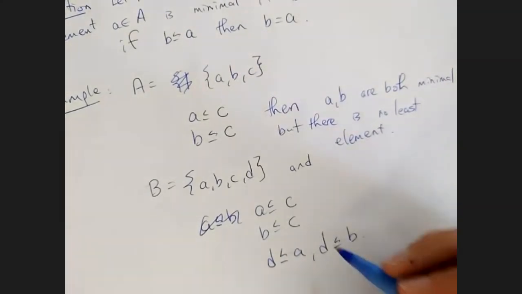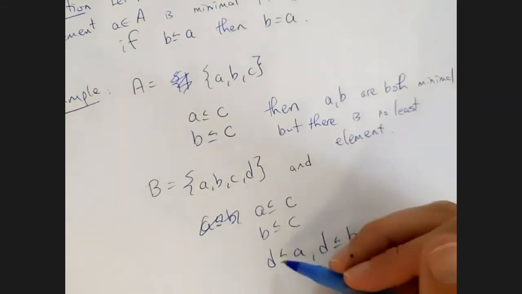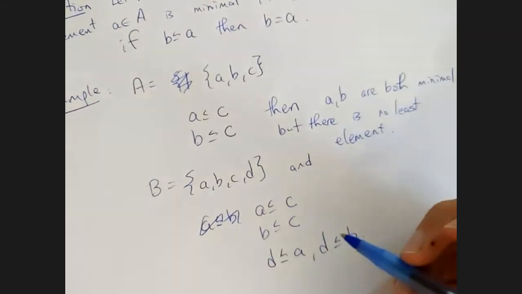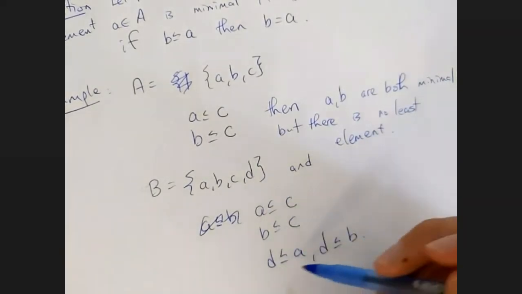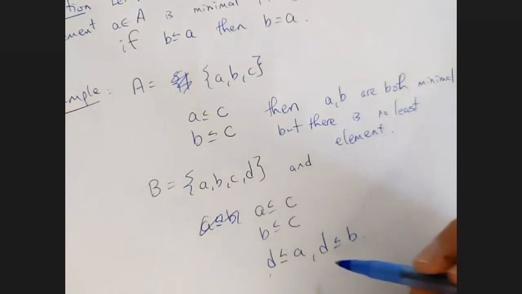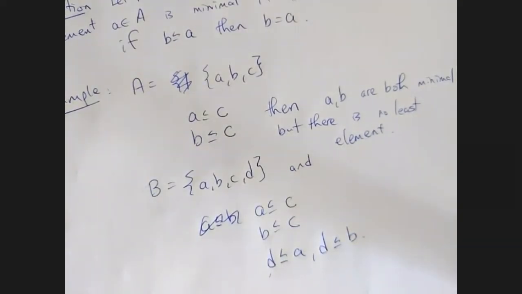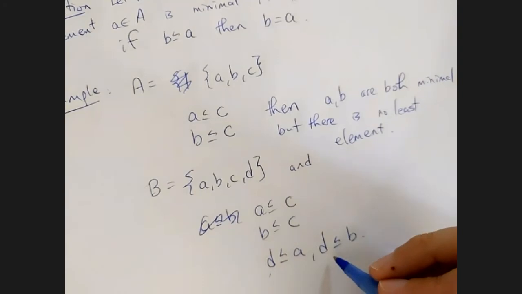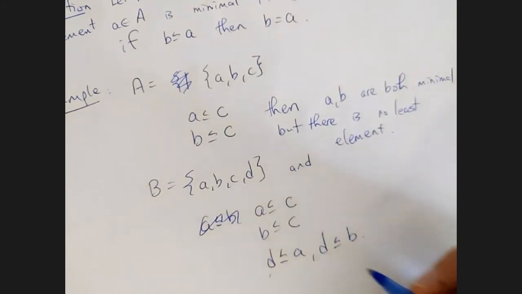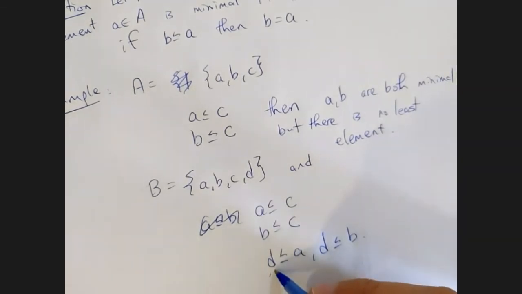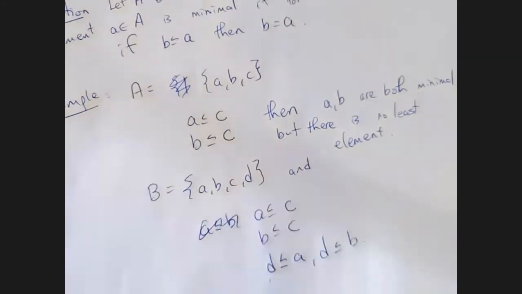And then there, as long as you assume that less than or equal to is transitive, you get lots of other relations, like D is also less than or equal to C, and stuff like that. Now D is actually the least element. D is less than or equal to everything. And notice that D, being a least element, is also a minimal element.